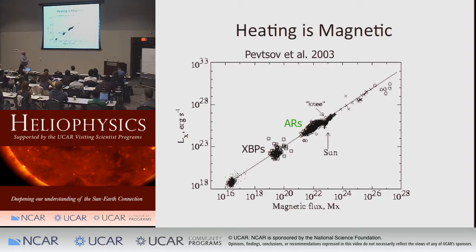And what's truly impressive is more magnetic field means more radiation. Whatever's adding energy to the corona, it basically scales with the magnetic field. And this is over 10 orders of magnitude. This is a very, very robust result where we know empirically that the heat source is scaling with the magnetic field.